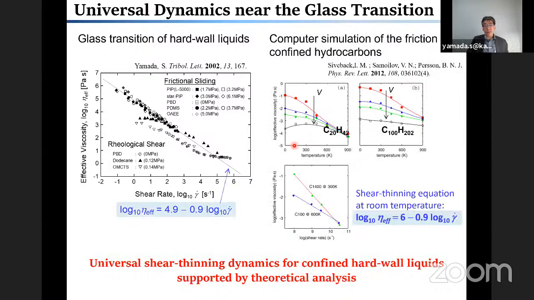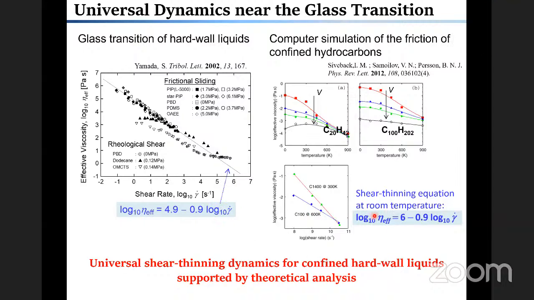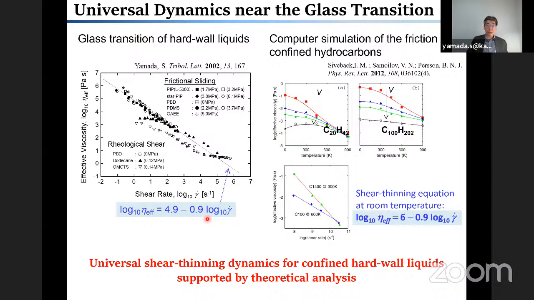Actually, this universal equation was verified by computer simulations in 2012. Paulson et al. carried out the friction calculation of confined hydrocarbons and obtained the shear thinning behavior, which is basically the same as our experimental results. The calculated shear thinning equation, with quantitative parameters at room temperature, was very close to the universal equation based on our SFA experiments.